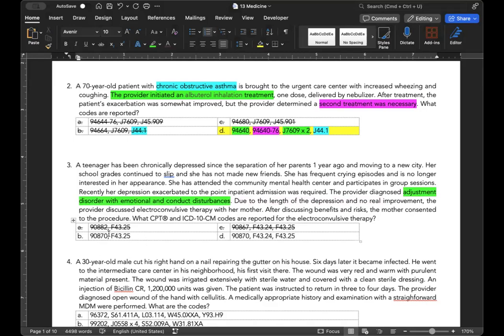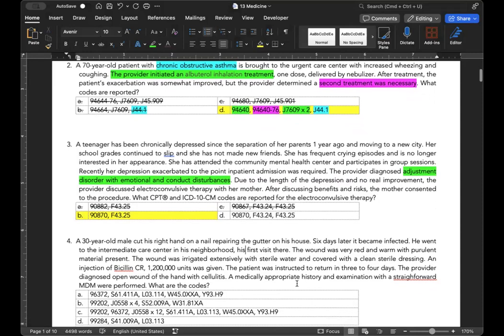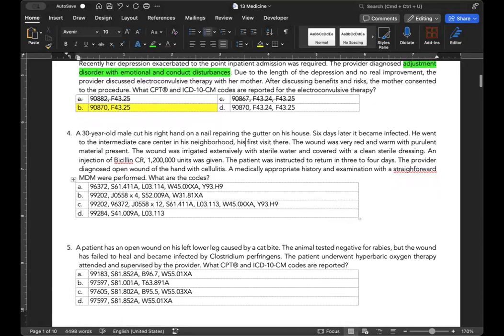then do we think that the F43.25 includes everything, or do we think we need the additional code? I think F43.25 includes everything. Yep, because it specifically states mixed disturbance of both emotions and conduct. Okay. Any questions on that one? Okay. Let's go to number 4.